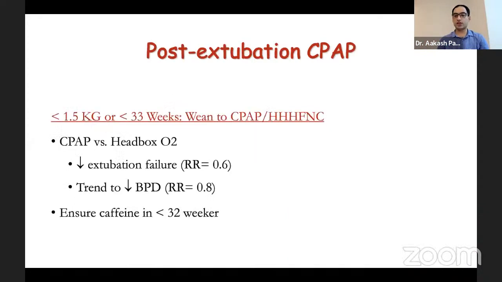Now, post-extubation CPAP has done wonders, especially in premature babies who are less than 32 weeks or babies less than 1.5 kgs. It decreases the risk of extubation failure by 40%. It also decreases the BPD by 20%. And one of the other interventions to decrease chances of reintubation is caffeine. Caffeine should be started 24 to 48 hours before extubation if the baby is not already on caffeine.